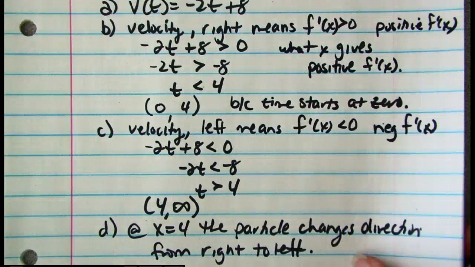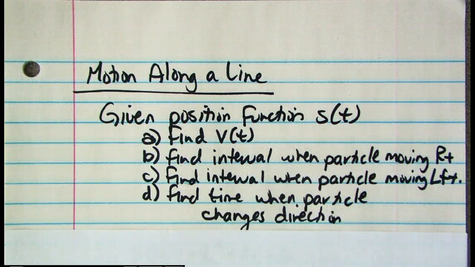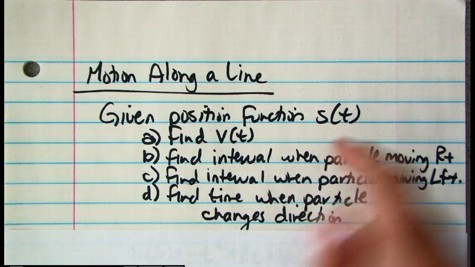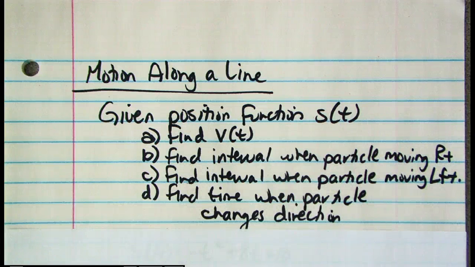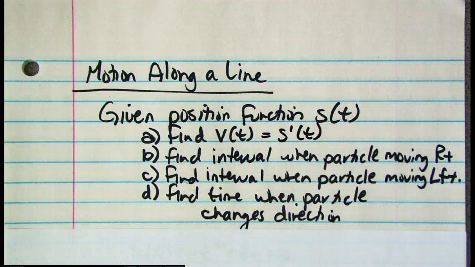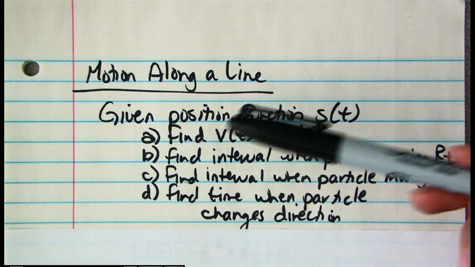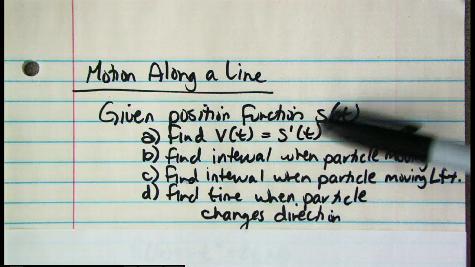Next, last page. This is motion along a line, like our bug moving. I give you the position function, and then we can find the velocity function by taking the first derivative. So you have a few problems that are dealing with this. What they're going to ask you is they're going to give you the position function. You're supposed to find the velocity function. How do you do that? You take the first derivative.